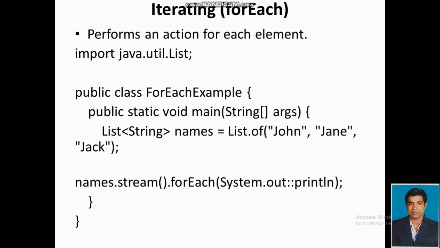Here we are importing the java.util.List package. The class name is ForEachExample. Inside the main method, a List of String type named names is created. List.of John, Jane and Jack: three string values stored inside the names list. names.stream().forEach(System.out::println) is just iterating over the list and printing the values one by one.